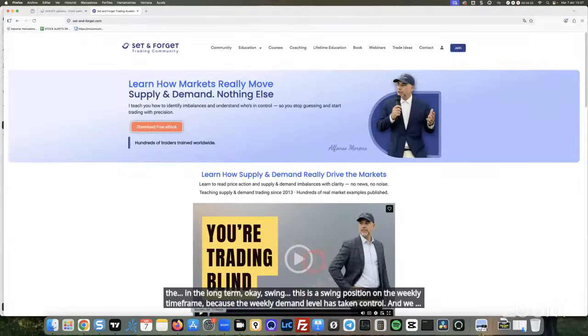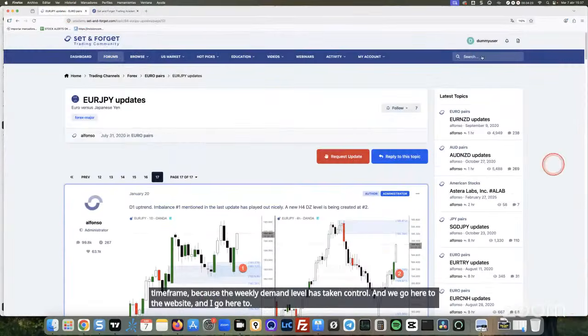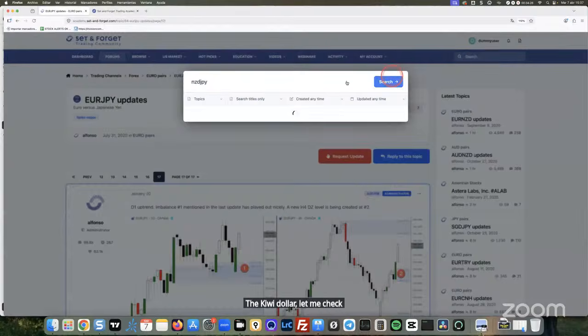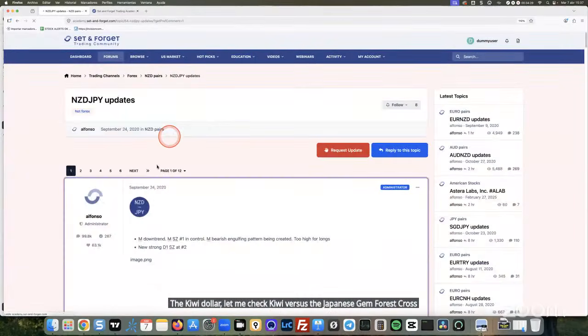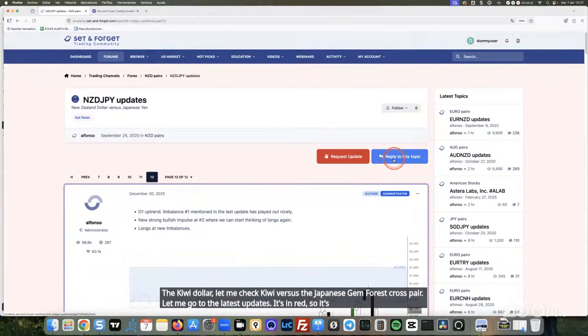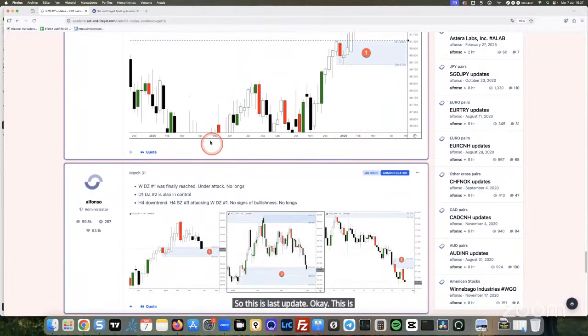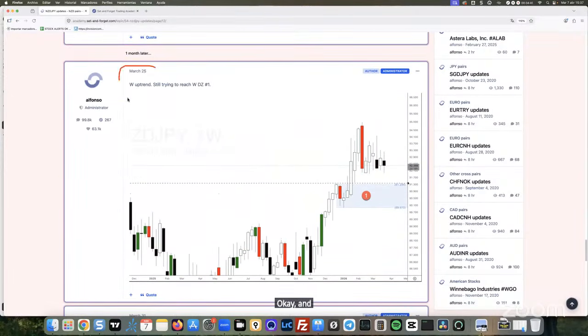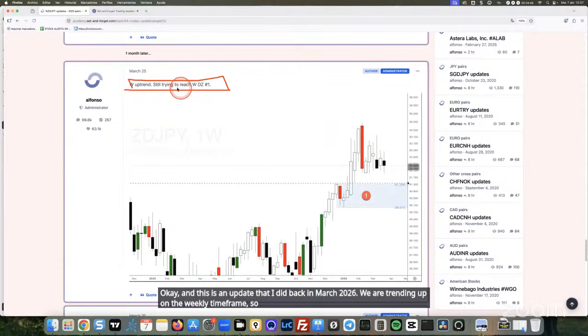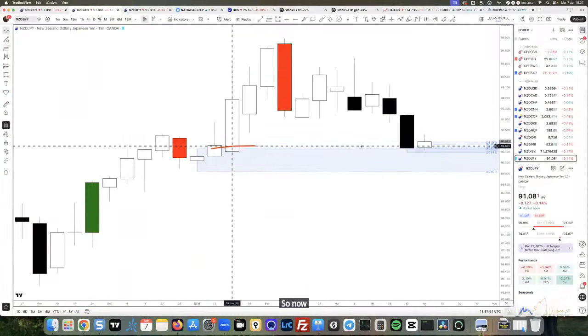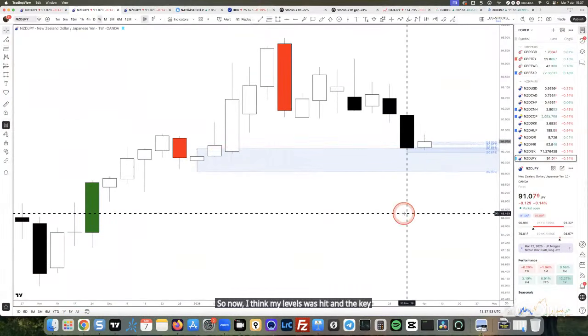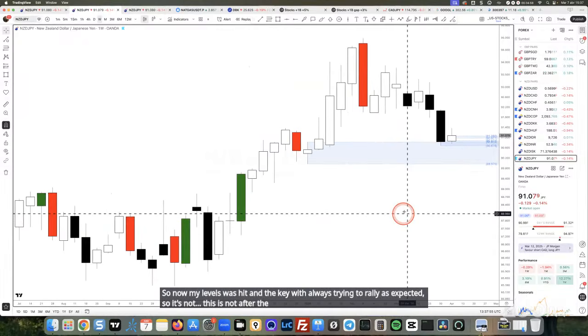And we go here to the website and I go here to the Kiwi dollar. Let me check Kiwi versus the Japanese yen Forex cross pair. Let me go to the latest update. It's in red, so it's hot. So this is the last update. This is when it was reached. And this is an update that I did back in March 2026. We are trending up on the weekly time frame. So for the Kiwi dollar, we're expecting price still trying to reach the weekly demand level. And you see the alert. So now the demand level was hit and the Kiwi dollar is trying to rally as expected. So this is not after the fact. I'm just sharing this. And also members can do that, okay?